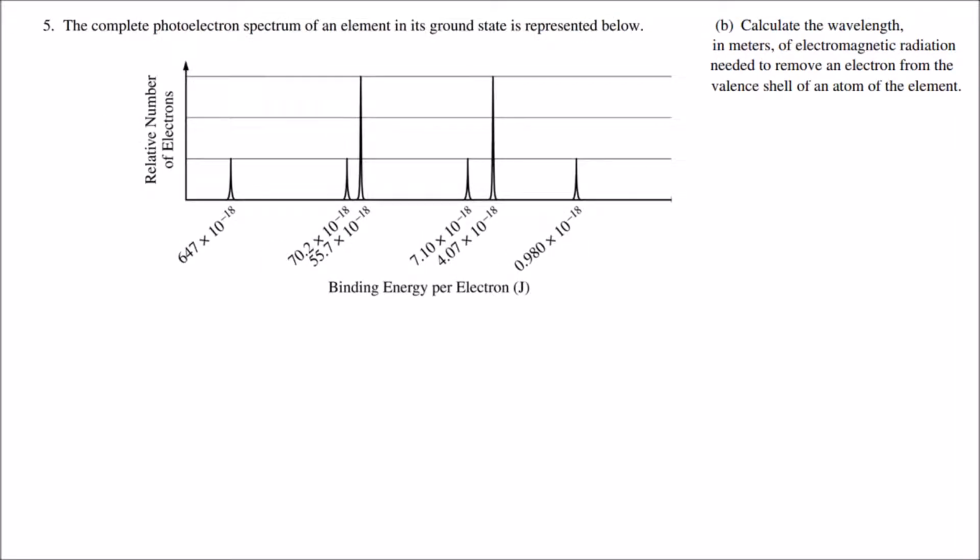And now for this part, we need to calculate the wavelength in meters of electromagnetic radiation needed to remove an electron from the valence shell of an atom of the element represented by this photoelectron spectrum to the left. So let's take a look at the information that's given to us in this graph. We are given the binding energies of various orbitals of this ground state element. And remember, we only care about the energy to remove a valence electron from this element.